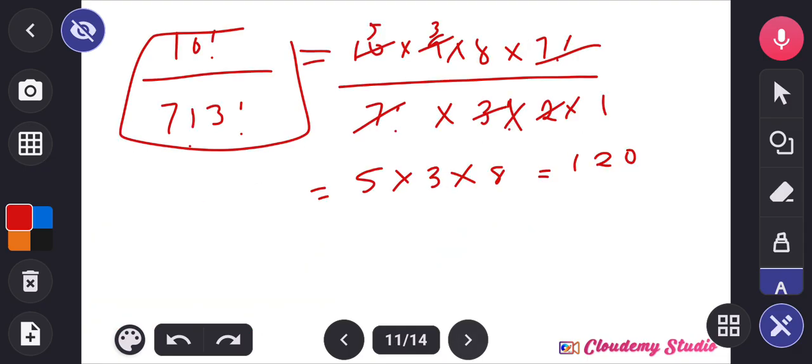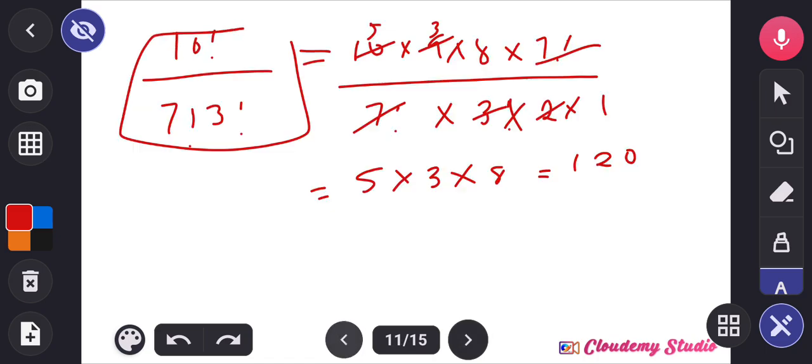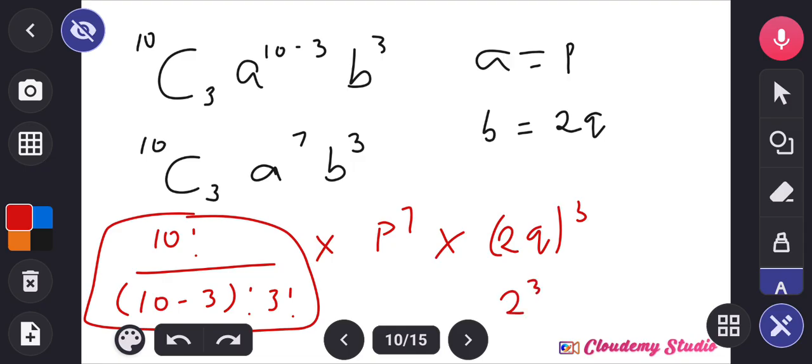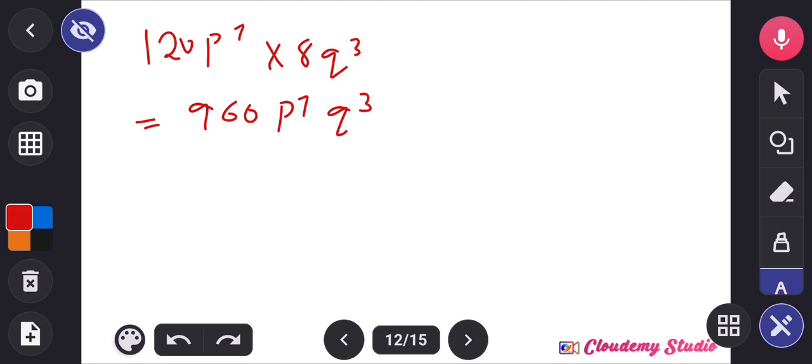So we are coming back here. It's the same thing as 120 p raised to the power 7. And remember, 2q raised to the power 3 is the same thing as 2 raised to the power 3 times q raised to the power 3, and 2 raised to the power 3 equals 8. So 120 multiplied by 8 q raised to the power 3 gives 960 p to the 7 q raised to the power 3. So that is our answer.